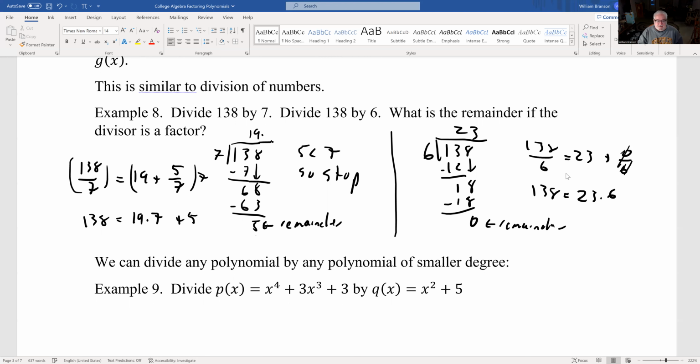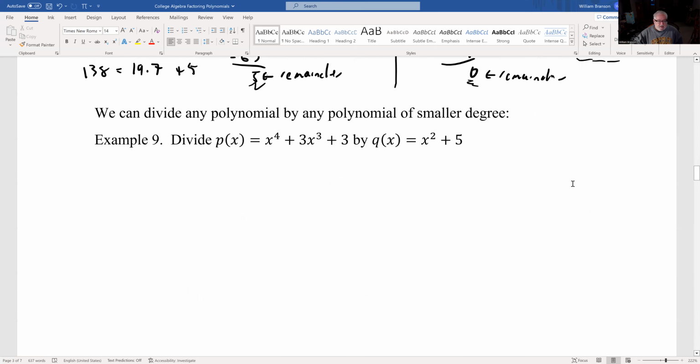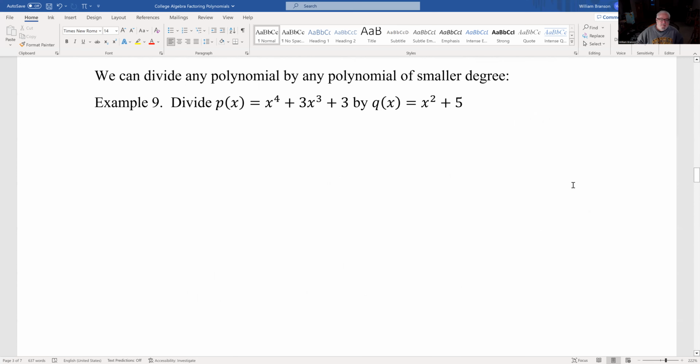It's 23 times 6. So factoring means that the remainder is 0, right? If we can factor something, then the remainder is 0. If it's not a factor, like 7 is not a factor of 138, the remainder is not 0. And the same thing happens for polynomials. So how do we divide this polynomial by that polynomial in long division? It's pretty much the same thing as what we just did, except there are some details to keep in mind. One is that we need to have a column for every power.